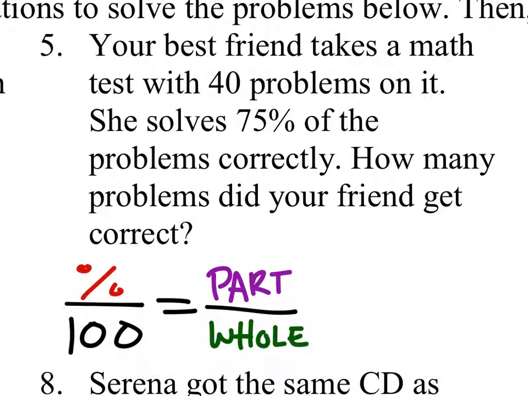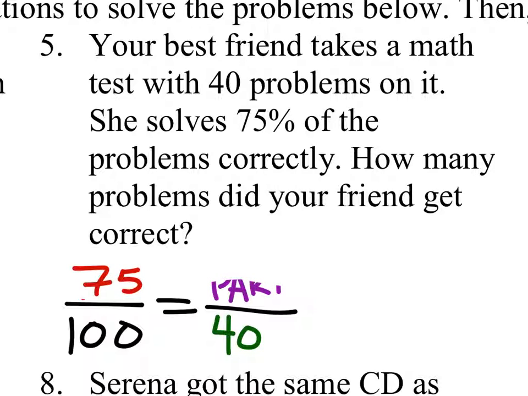So on this one, it says your best friend takes a math test with 40 problems on it. That's the whole test right there, so that will replace the whole. All 40 questions on the test. We know that the friend got 75% of those questions correct, so that's our percentage. And the part then represents what we're trying to find, how many questions she got right on the test. X.